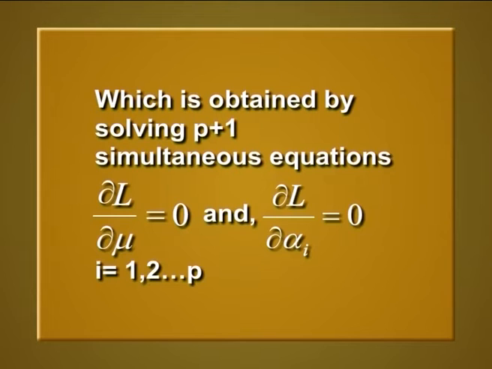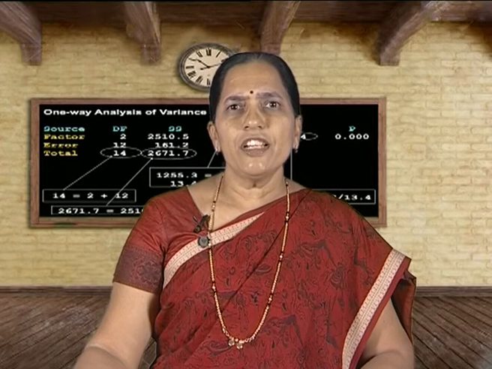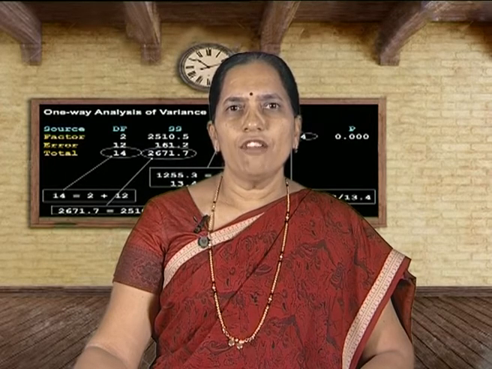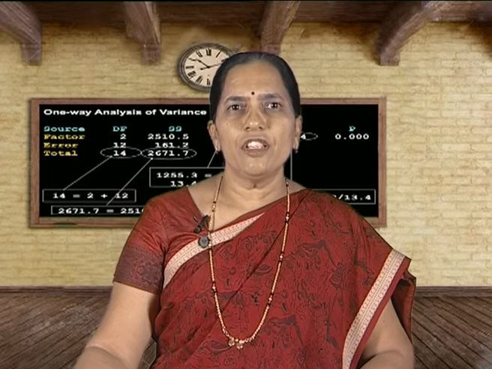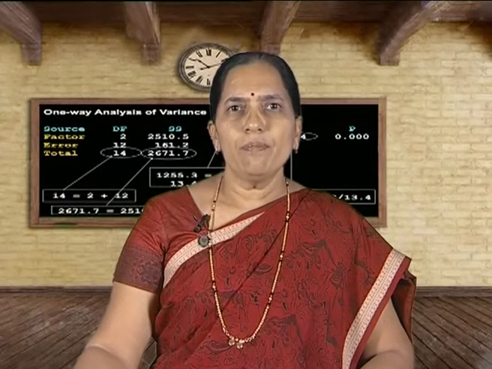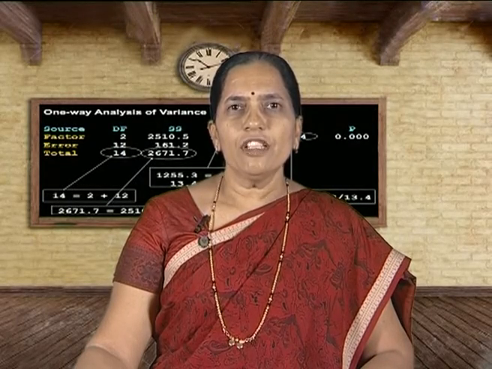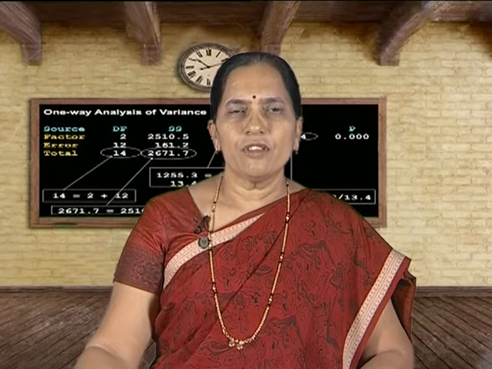Dou L by dou mu represents the partial differentiation of the error sum of squares L. Similarly, dou L by dou alpha i represents the partial differentiation of the error sum of squares L with respect to alpha i. Differentiating with respect to mu and alpha i and equating to 0, we obtain the p plus 1 equations called the normal equations as follows.